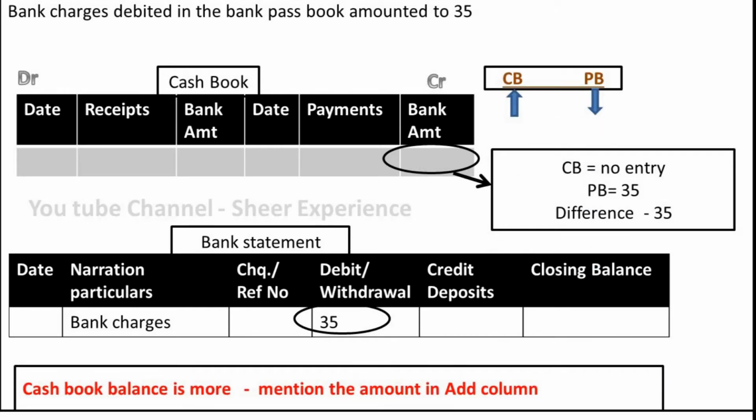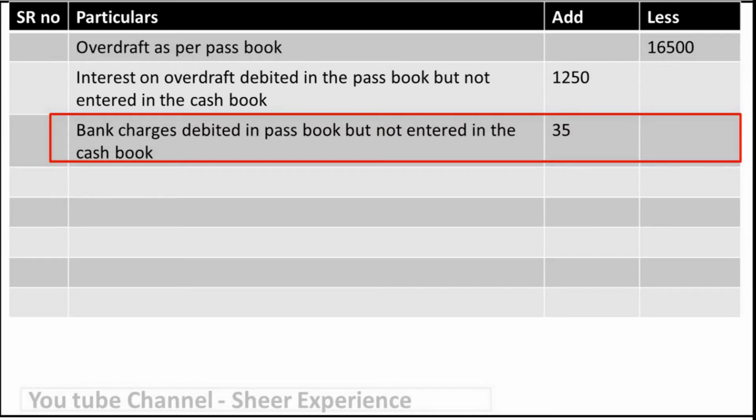I am preparing the bank reconciliation statement with overdraft balance as per passbook, so I'll refer to the cash book balance. Here cash book balance is more, so I'll mention the amount in the add column. So 35 in the add column. In the particulars column: bank charges debited in the passbook but not entered in the cash book.